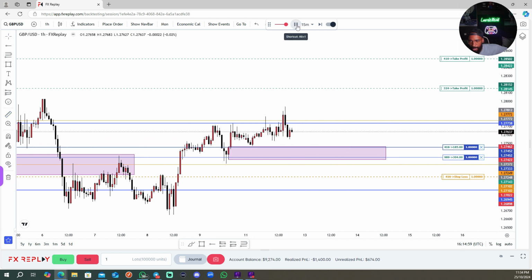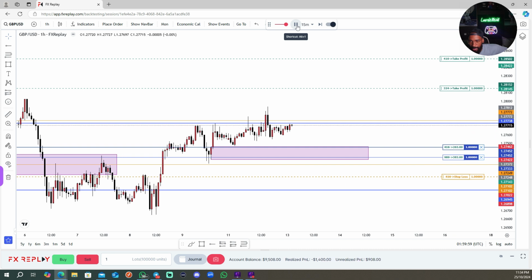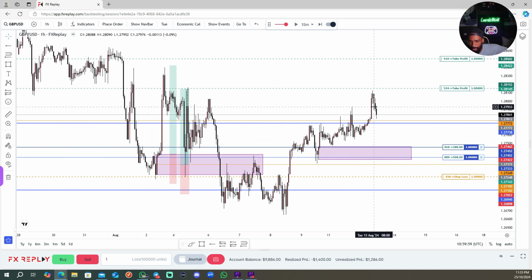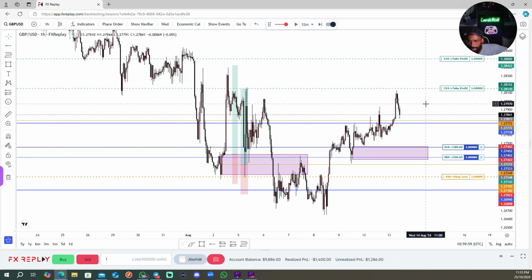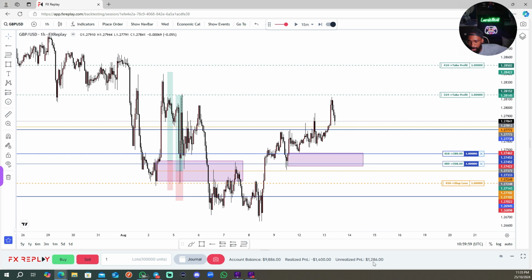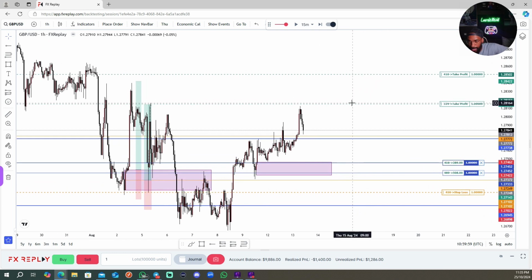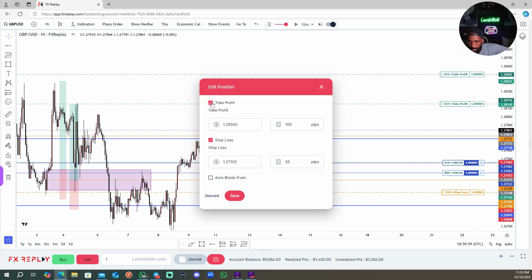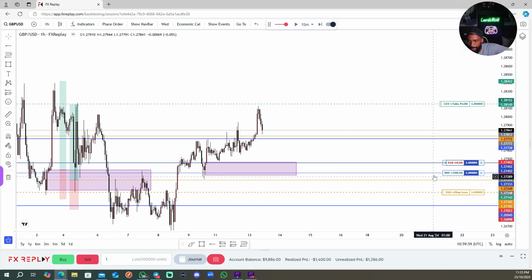Can it come down? Can it come down? Doesn't look like it. Okay. Now, currently we've got $1,200 in profit. We're currently $1,400 in drawdown. Okay, I'm fairly confident TP2 will get hit. So what I'm going to do, just in case price doesn't come back, that's 105 pips. We take that off.